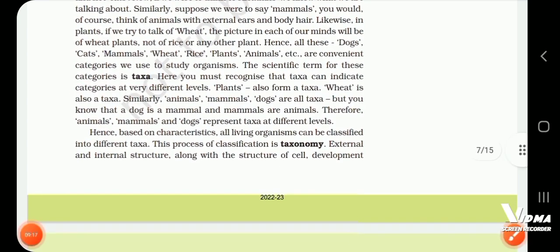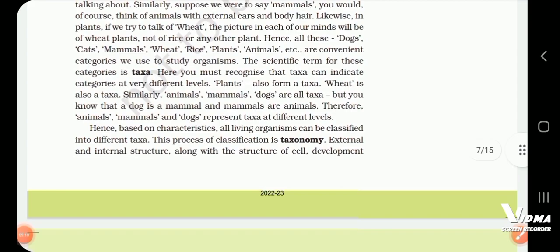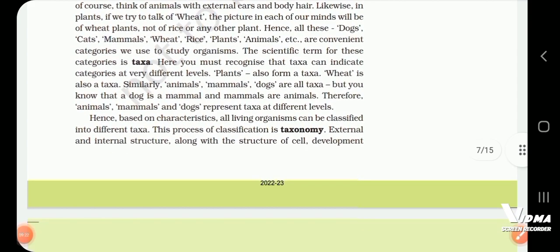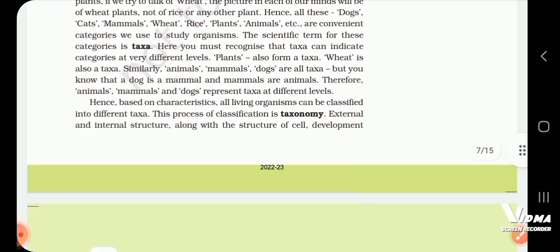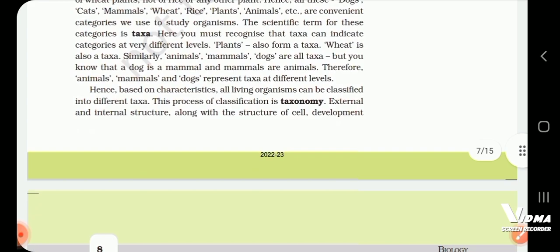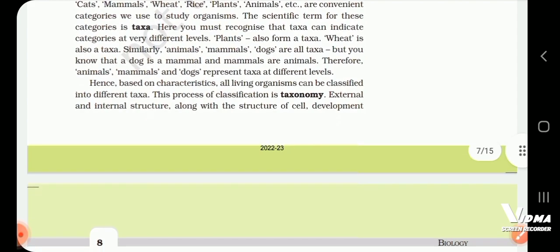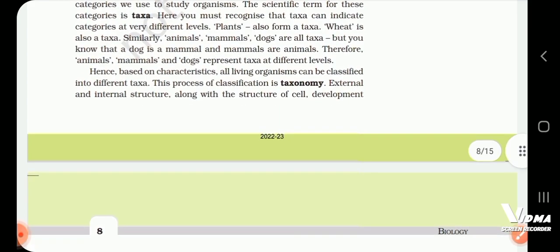Here we must recognize that taxa can indicate categories at very different levels. Plants also form a taxon. Wheat is also a taxon. Similarly, animals, mammals, dogs are all taxa. But you know that a dog is a mammal and mammals are animals. Therefore, animals, mammals, and dogs represent taxa at different levels. Hence, based on the characteristics, all living organisms can be classified in different taxa.